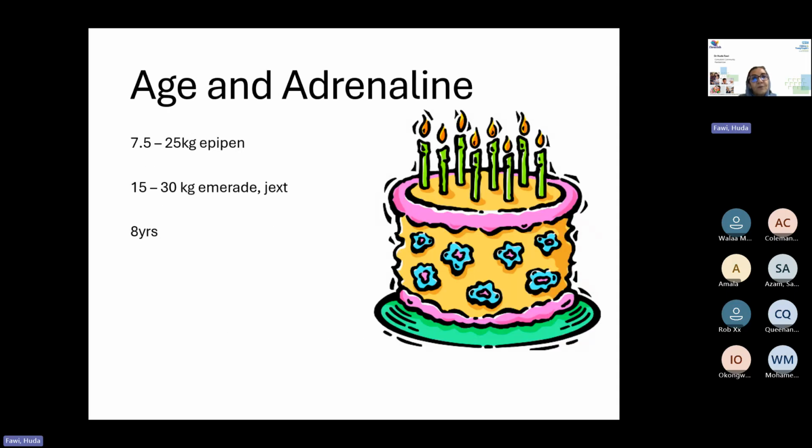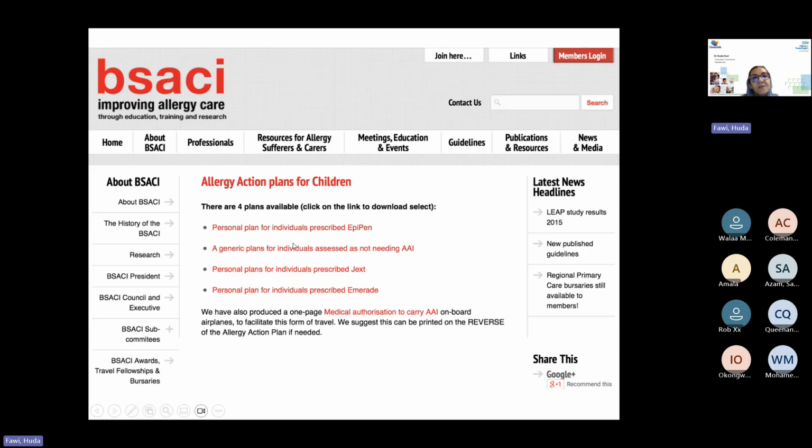Age and adrenaline. We'll say 8 years old, because we don't usually weigh the children after, I mean, we weigh them when they come to clinic. But if you're just having the notes there, I think at the age of 8 years old, change to the adult auto-injector. Right, the British Society of Allergy has allergy action plans for EpiPen, for Jext. There used to be Emerade, but that stopped. And I think they're looking at developing the Urinephy guidelines.